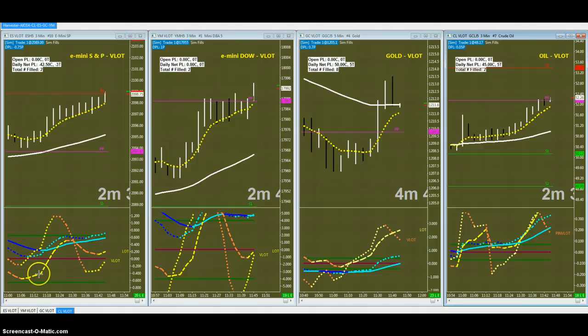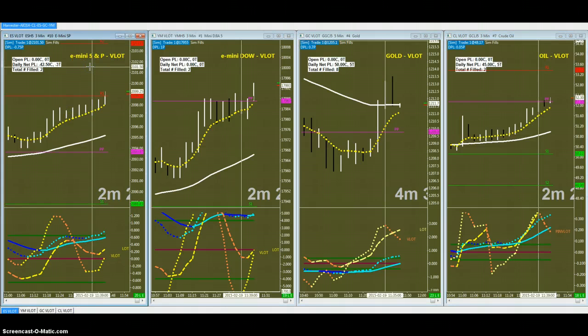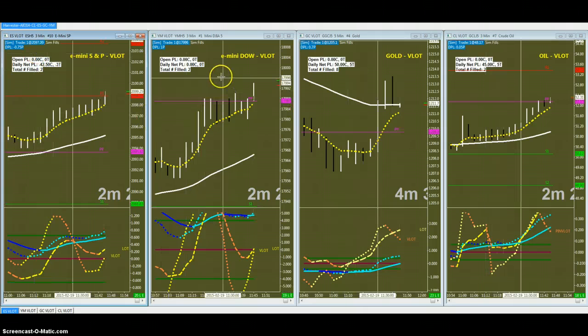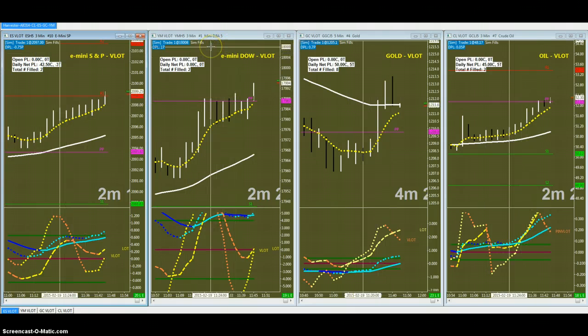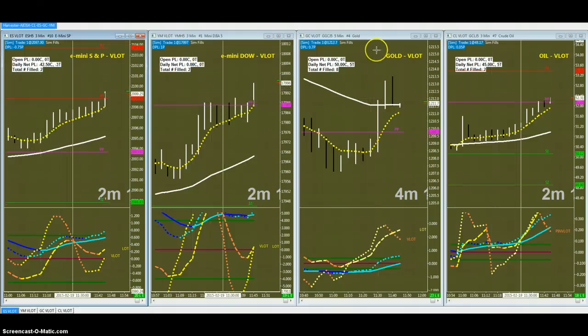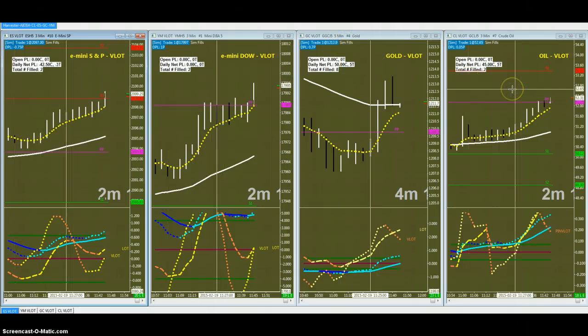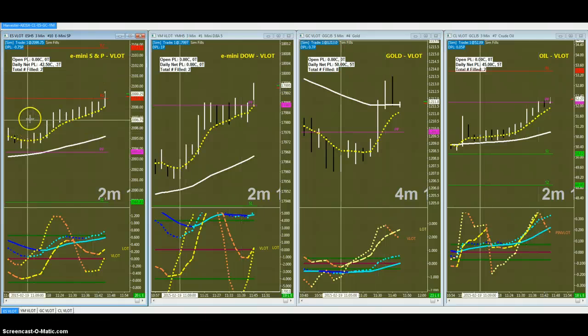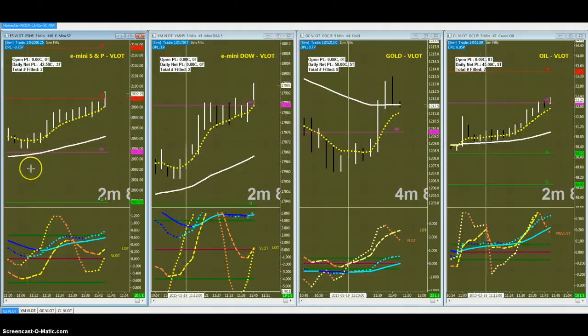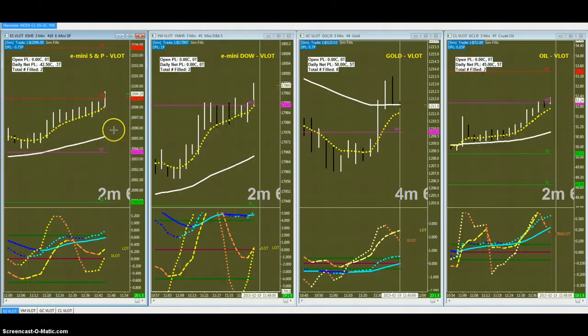The all-in-one version 14 layout only uses the VLOT charts, and I have VLOT charts of 4 instruments. The S&P 500 is set to 3 minutes, the Dow set to 3 minutes, the gold set to 5 minutes, and oil set to 3 minutes. Those are the times that I find most convenient to use for trading these instruments.